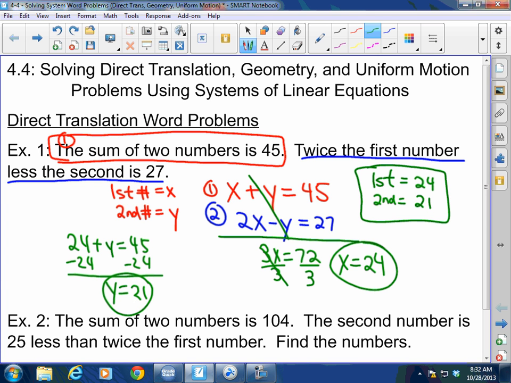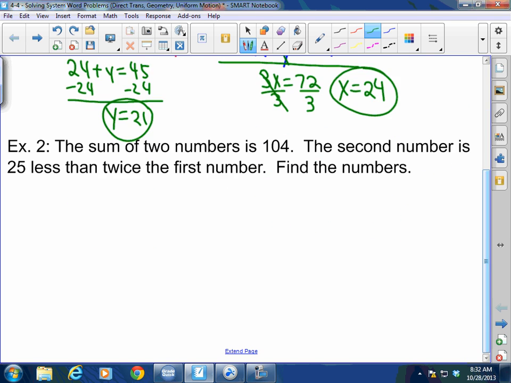The key here is not solving the system. I'm sure you guys can solve the system. I know you guys can solve the system. The challenge here is setting up the proper system. Let's think about a similar question. The sum of two numbers is 104. How can I represent the sum of two numbers is 104? Yes, sir, my brother. There you go.